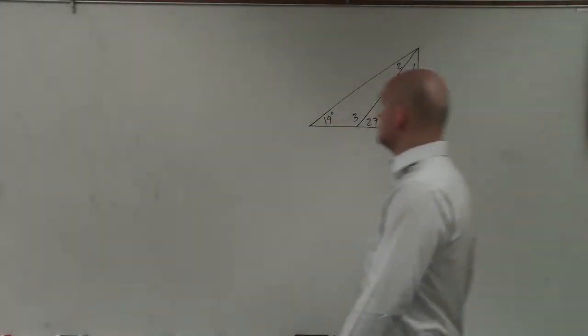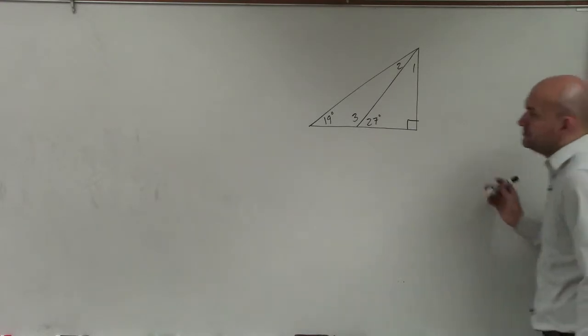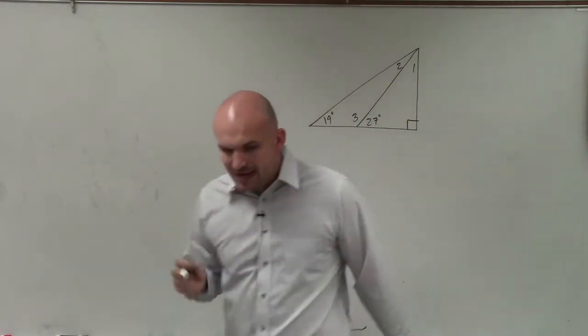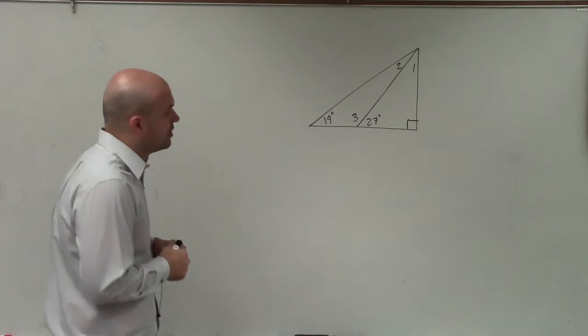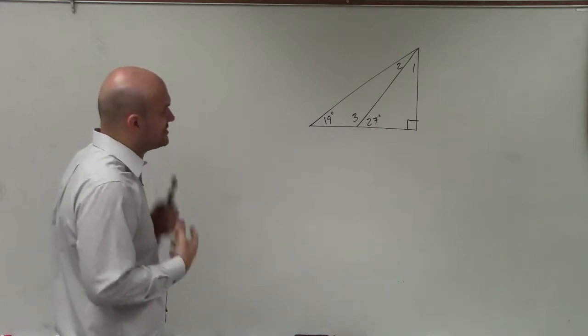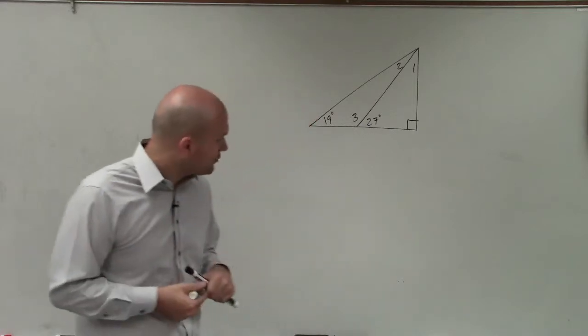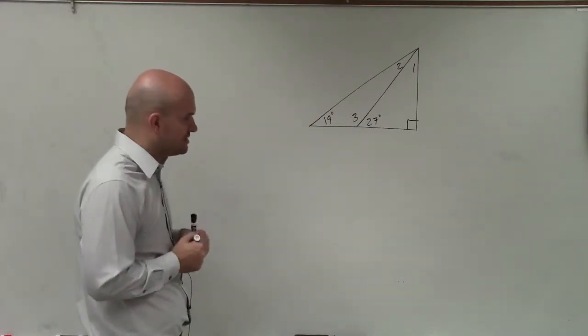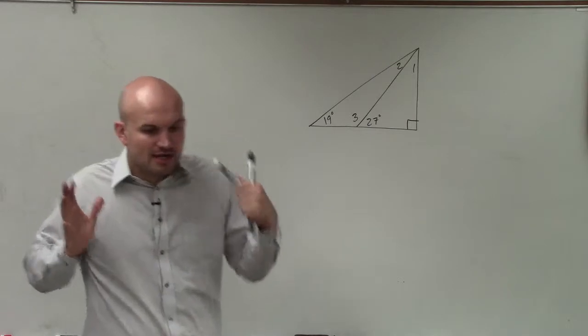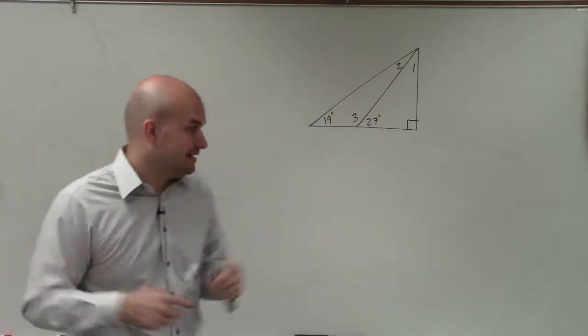Welcome, ladies and gentlemen. What I'd like to do is show you how to determine our missing measures of our angles. And to do that, we're going to use the triangle angle sum theorem, as well as some angle relationships to help us do that. So remember, all the angles interior of a triangle add up to 180 degrees.